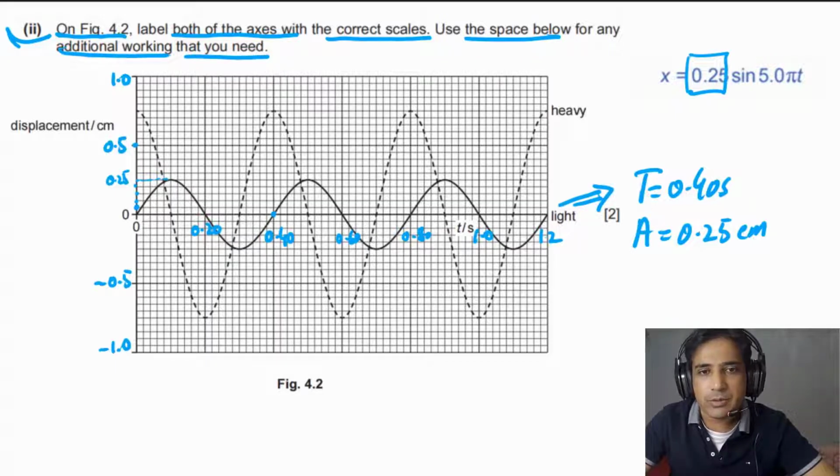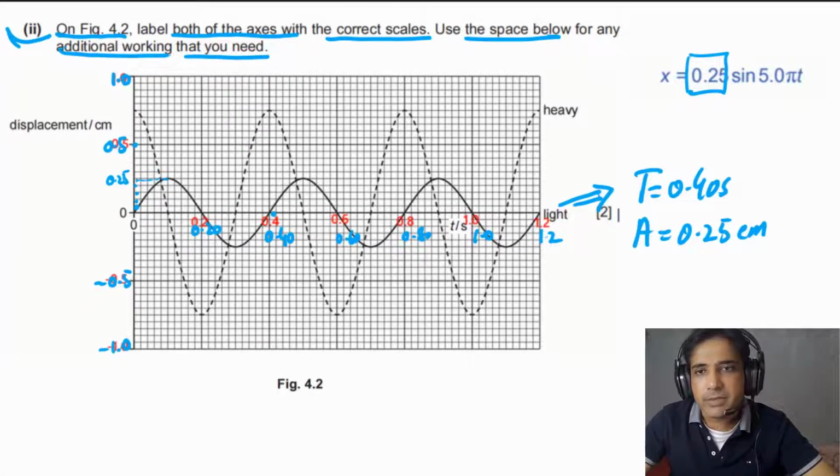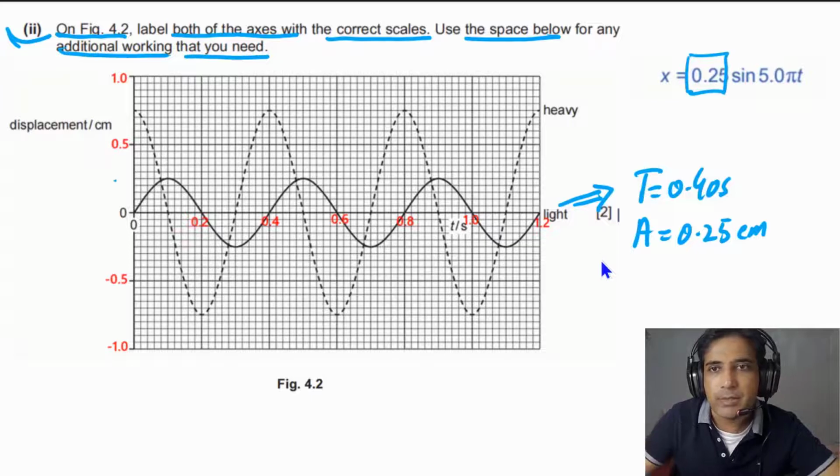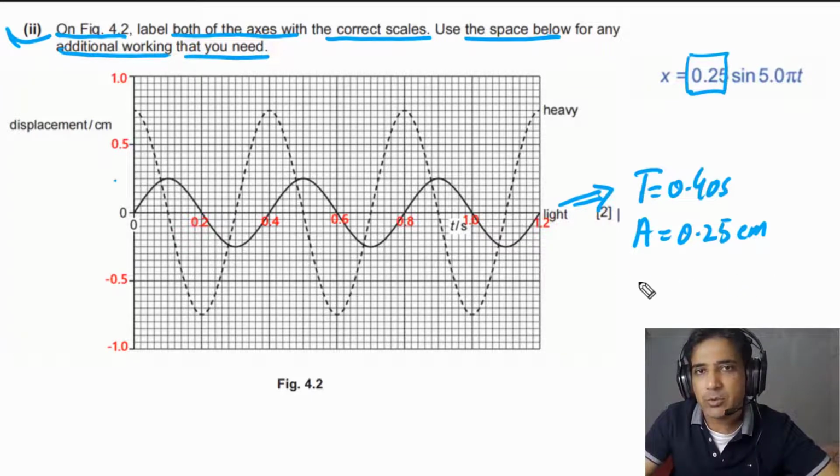Let me show you a clear picture of this. This is a clear picture, so you can see this one now. It's better to see. So this is how you need to label. If you label these both axes, you will get 2 marks. And this question has only 2 marks.